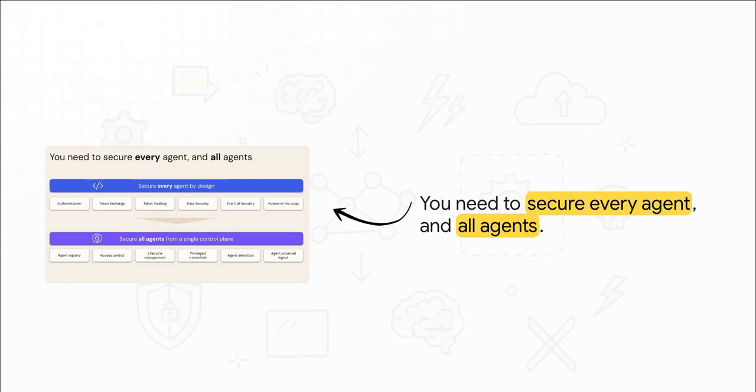First, you have to secure every agent by design. This happens at the developer level, embedding secure token vaulting, robust authentication, and fine-grained data authorization straight into the agent's code from day one. Second, you must secure all agents from a single control plane. This is the enterprise IT level, using an agent registry to track identities, enforcing lifecycle management, and having a kind of emergency universal logout switch to kill an agent's access across all systems the very second you detect anomalous behavior.